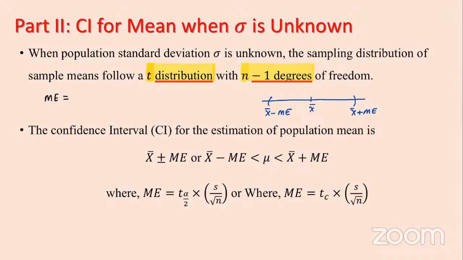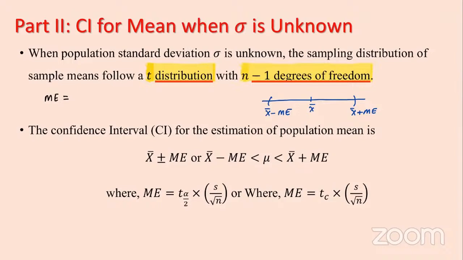So we'll make use of degrees of freedom when we want to handle the t distribution. When we work on normal distribution, we need mean and standard deviation. When we work on t distribution, we need degrees of freedom. So because the population standard deviation is unknown, the distribution will be a t distribution with n-1 degrees of freedom. That's why the margin of error will be given by this formula.